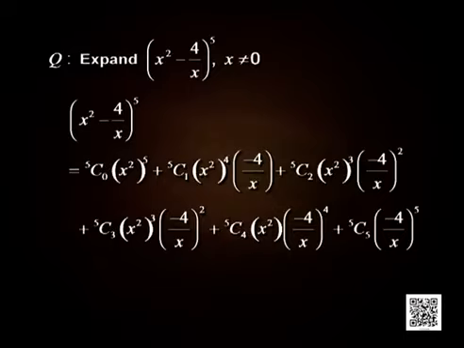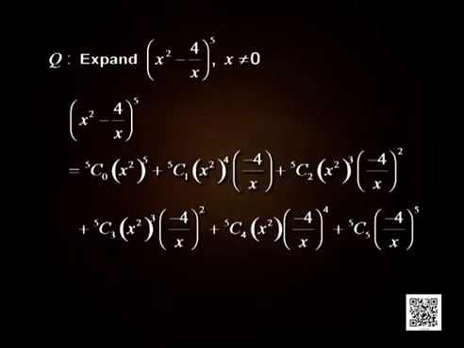So, in this case, if I translate it in terms of the binomial theorem result, then n is 5, a is x square, and b is negative 4 by x. So, I can write the expansion keeping in mind that I am going to end up with 6 terms, and the power of the first term, x square, will reduce as I progress in successive terms, and the power of negative 4 by x will increase.